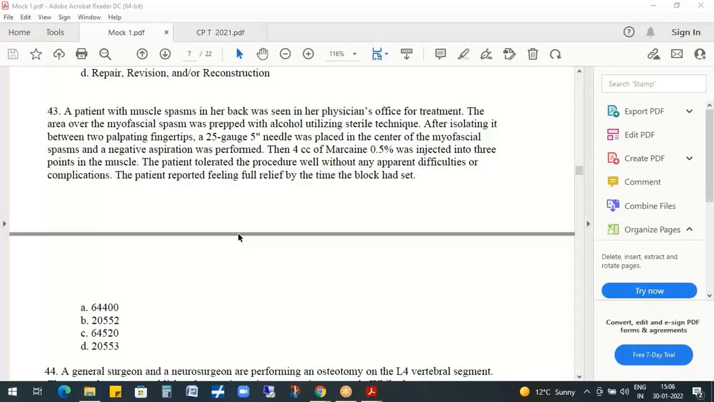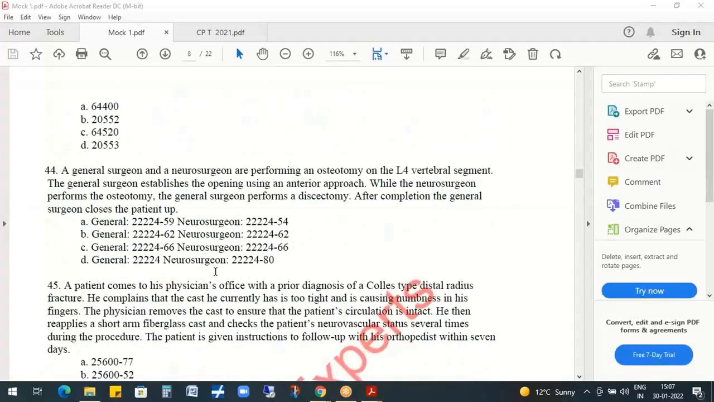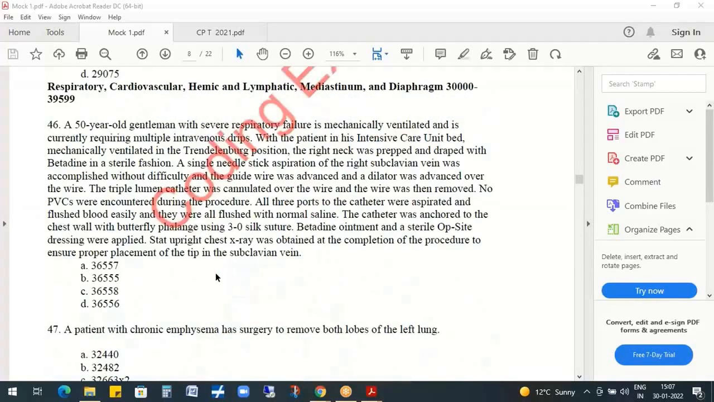You cannot go by the number of trigger points. You can go by the number of muscles. It's mentioned as 3 points in a muscle. That means one muscle. Okay, sir. One muscle. Up to 45.